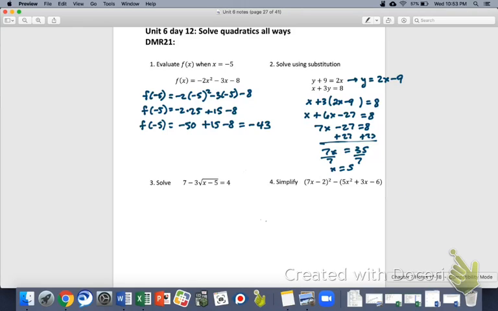Okay, then I also have to find the y coordinate, and I'll just use this to do that. Y equals 2x minus 9, so y would equal 2 times 5 minus 9. That's 10 minus 9, which of course is 1. So my answer for my system, my solution, would be 5, 1.